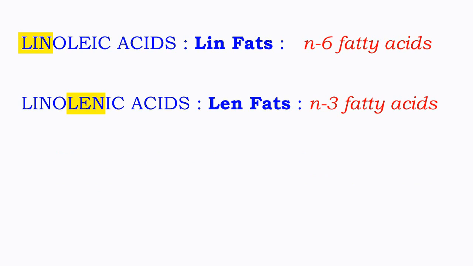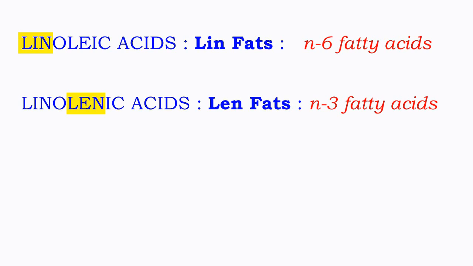All foods contain small quantities of bound fat or invisible fat. For example, green leafy vegetables and pulses are rich sources of N3 fatty acids. Now, we must remember that too much N6 fatty acids, or the lin fatty acids, with very little N3 fatty acids, or lan fats, in our diet is undesirable. So, a good combination of lin and lan fats in our diet is desirable.